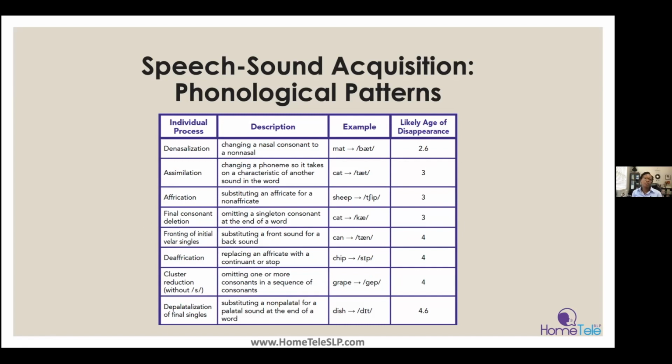So let's talk a little bit more about phonological patterns. You'll see in this chart the likely age when the patterns should be disappearing. Again, this is not a hard and fast rule. Every child is different. How they develop their sound repertoire and the rate at which they acquire sounds is different. So we're just going to go through a few of these and talk about when the process should be disappearing. And I see a comment or question in the chat.